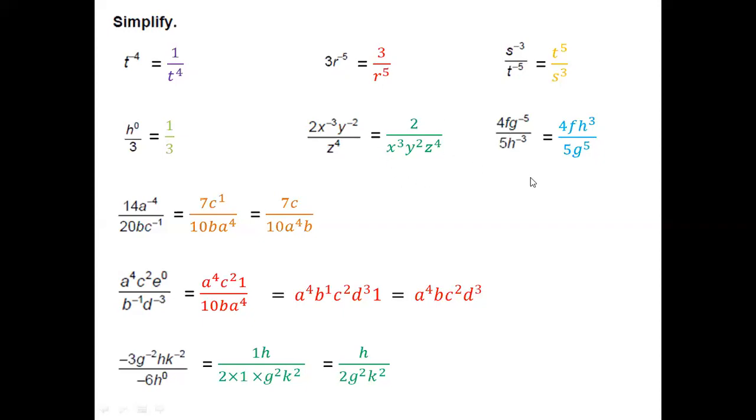Okay, let's move on to this question. So we have 4f g to the power of negative 5, 5h to the power of negative 3. So just by looking at the question itself, you know which exponents are going to go down and which exponent is going to come up. g to the power of negative 5 will go down, h to the power of negative 3 will come up. The remaining exponents stay in the same place. So 4f stays the same, only h to the power of negative 3 comes up and it becomes positive, and 5 stays the same, and g to the power of negative 5 comes down and it stays positive. That's all.